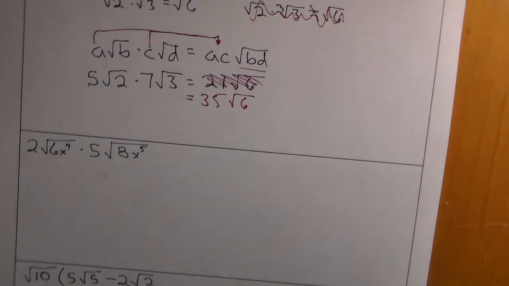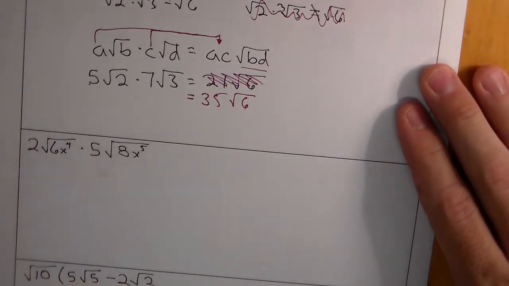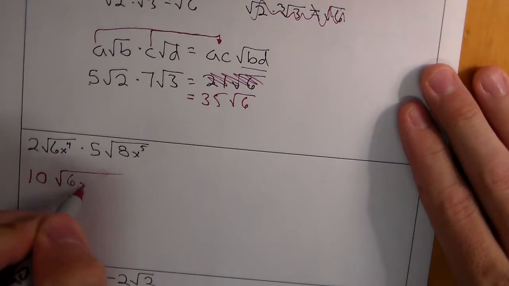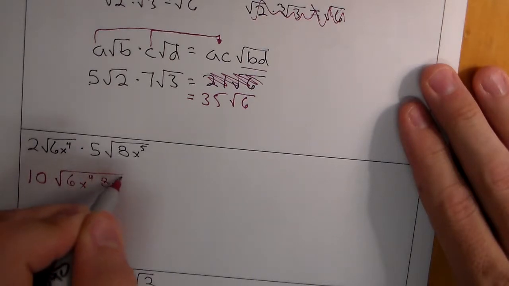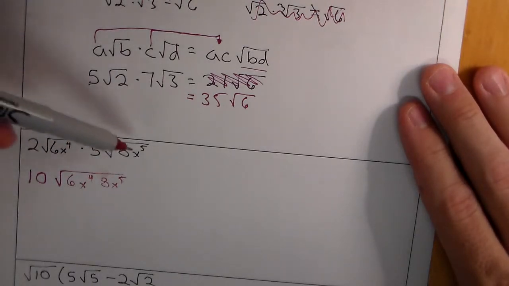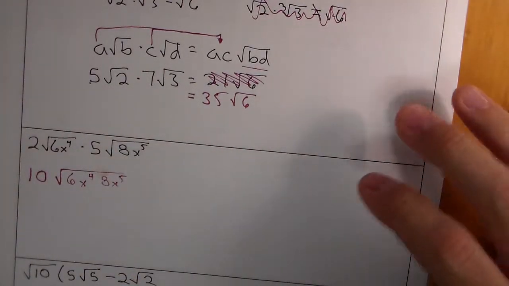So now we start putting some stuff with some variables and terms. I'm going to put the coefficients out in front first, so that's 10. Then I have 6x to the 4th and 8x to the 5th. I like putting them all within one radical because, as opposed to addition and subtraction where we have to simplify them separately, these don't have to match perfectly. We just push them into one radical and then simplify.